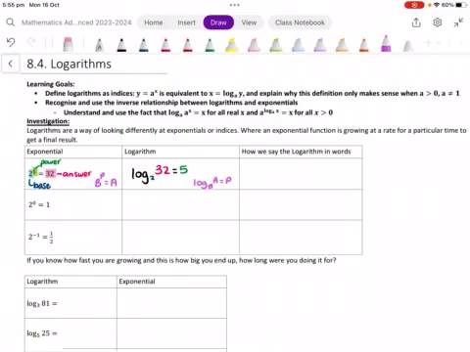So we already know that 2 to the power of 5 equals 32. And how we write this exponential as a logarithm is log base 2 of 32 equals 5. How we say the logarithm in words is we say log of base 2 of 32 equals 5.